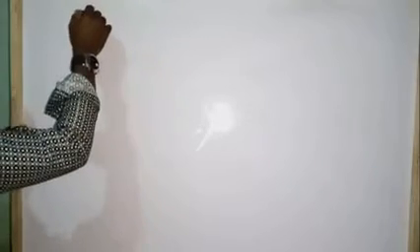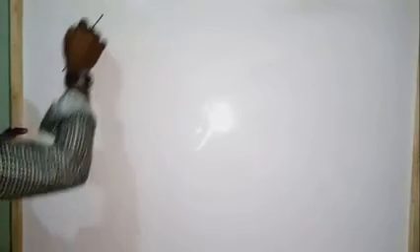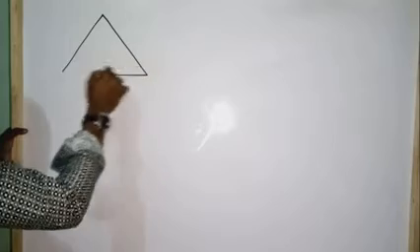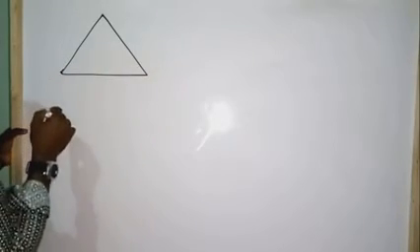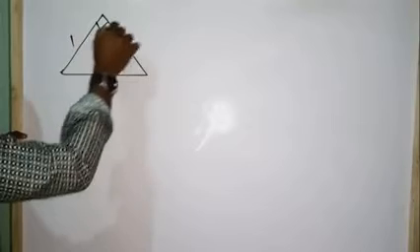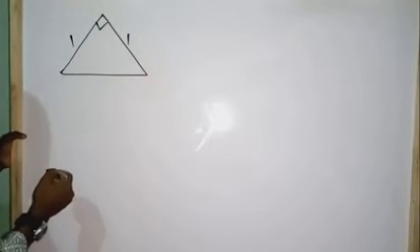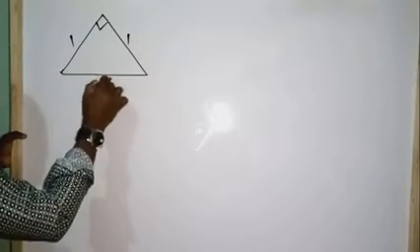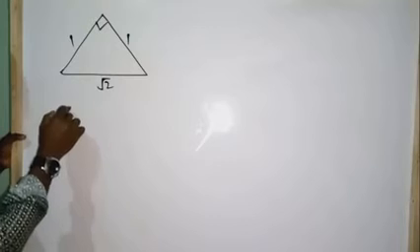Now, for angle 45, let's draw an isosceles triangle, and make this 90 degrees so that this and this are equal. And if I find this side to give me root 2 using Pythagoras, let me draw it like this.